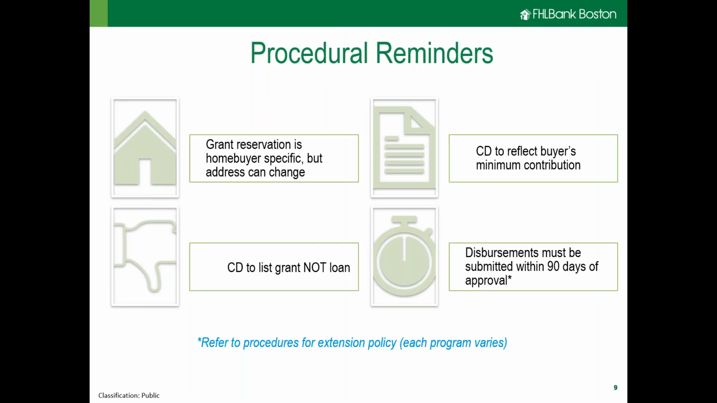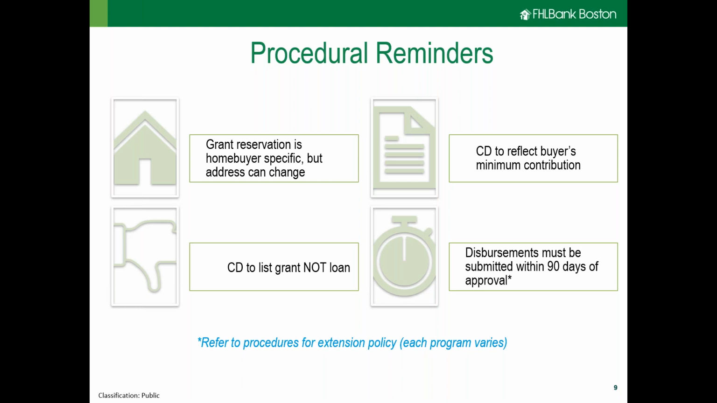So some procedural reminders: grant reservations are borrower and home buyer specific, but the address can change. For example, if at time of enrollment the property address was X and then for some reason it fell through, technically your buyer has 60 days to find a different property, and there might be some conversation that goes back and forth between your underwriting and maybe your closing or servicing department.